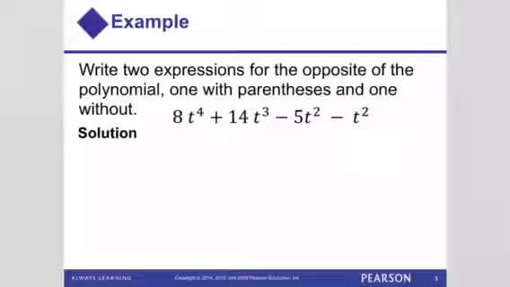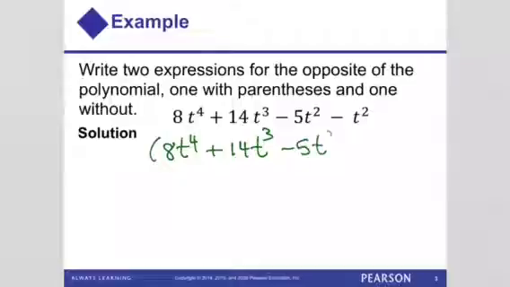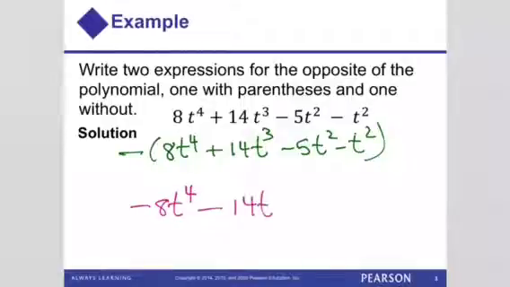Okay, so here we're going to write two expressions for the opposite of the polynomial, one with parentheses and one with no parentheses. So the one with parentheses, in order to show an opposite, we take the polynomial and we simply put a negative sign in front of it. Okay, that's one option. The second option is we change all the signs. So we would have negative 8t to the fourth minus 14t cubed plus 5t squared plus t squared. Okay, so that's two ways to write the opposite of the polynomial.